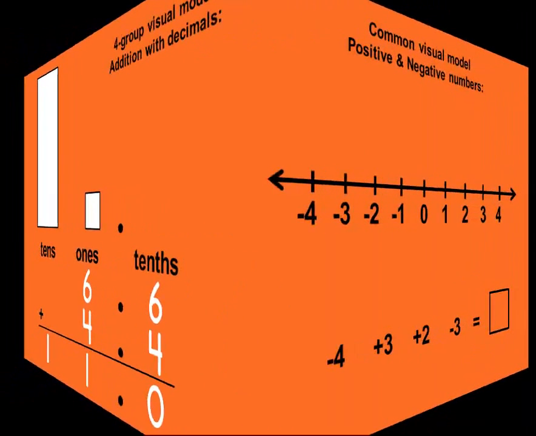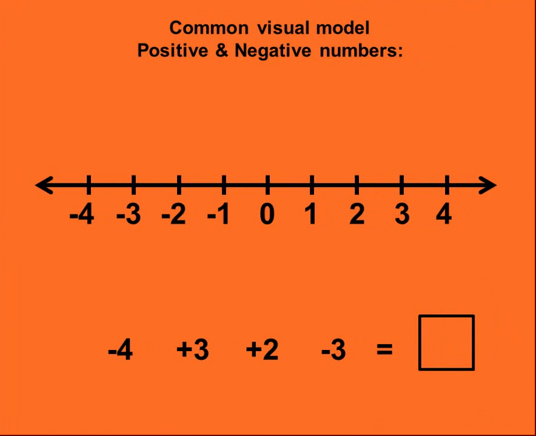The number line is a common visual model to teach children about positive and negative numbers. If you have this equation, you count back 4 spaces, go up the number line 3 jumps, up 2 more jumps, and down 3 jumps. Your answer is -2.